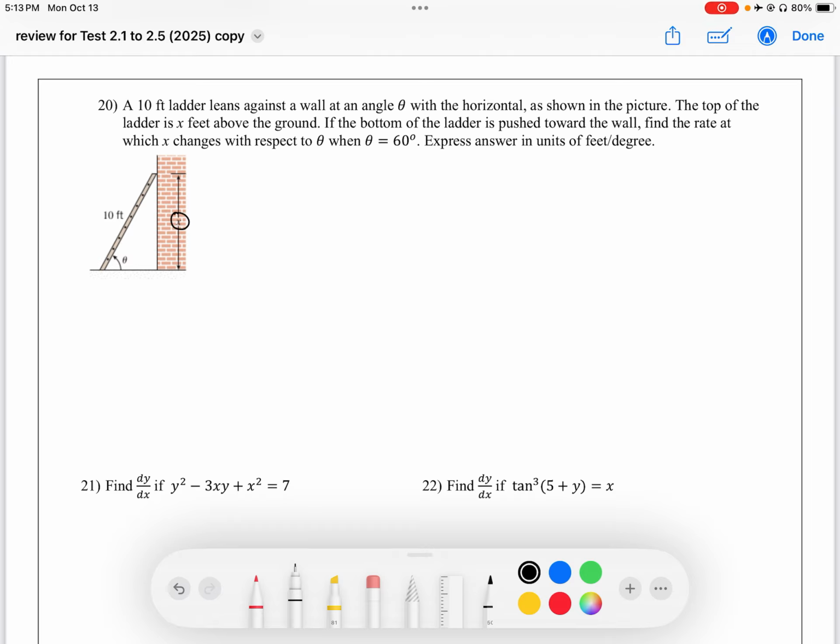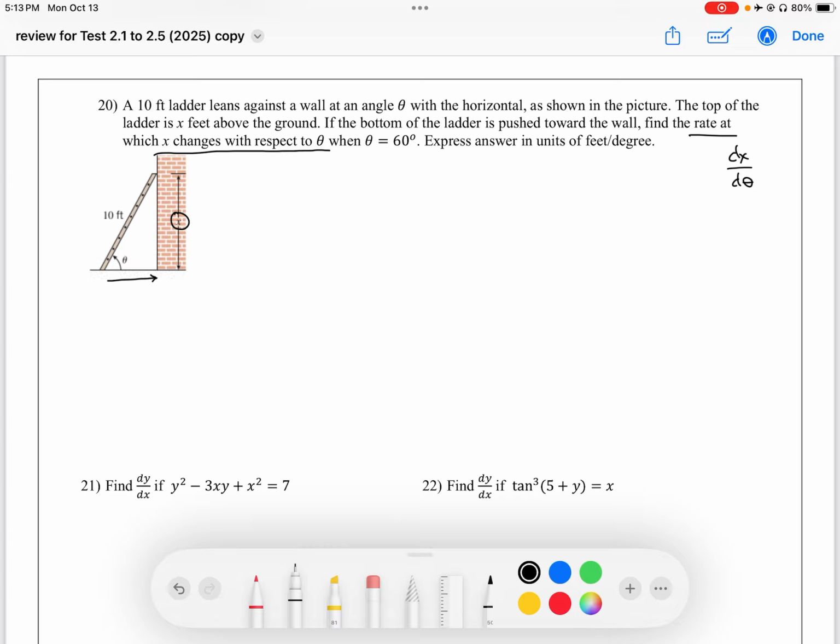So x feet above the ground. If the bottom of the ladder is pushed toward the wall, find the rate at which x changes with respect to theta when theta equals 60 degrees. Okay, the rate at which x changes with respect to theta is dx d theta. So that's what we're interested in.